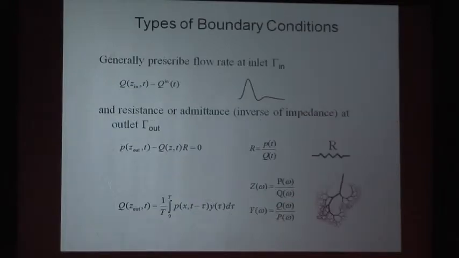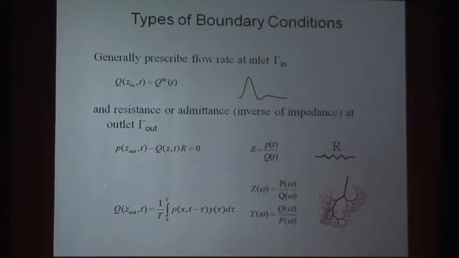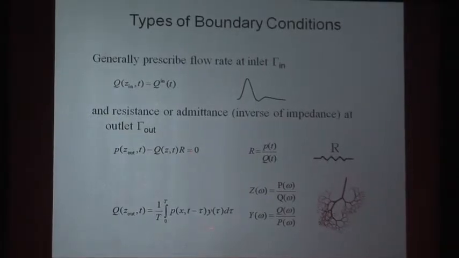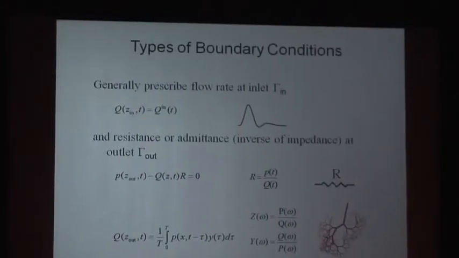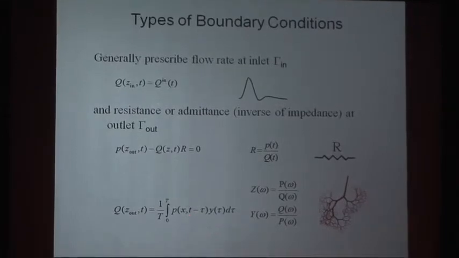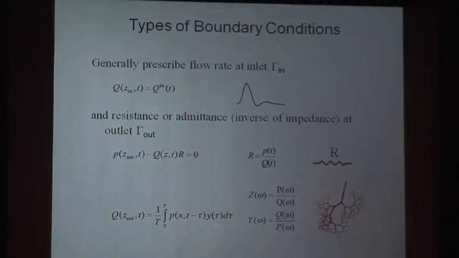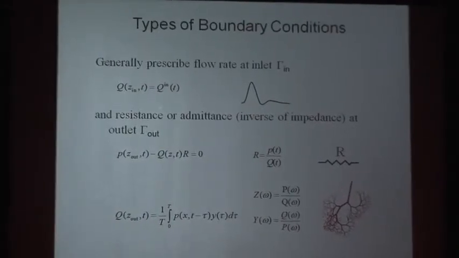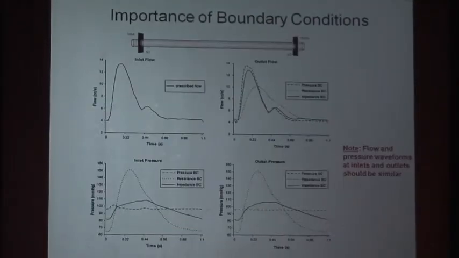So then the challenge becomes, how do you develop boundary operators? What we generally do in our simulations is prescribe flow rate on the inlet. We'll often have a resistance boundary condition. So we're not enforcing pressure or flow, but we're enforcing, in this case, a linear relationship between pressure and flow, or a more complex relationship. This is relating flow to pressure through the admittance, which is just the inverse of the impedance. And then we compute the impedance using linear wave theory or some other approach.